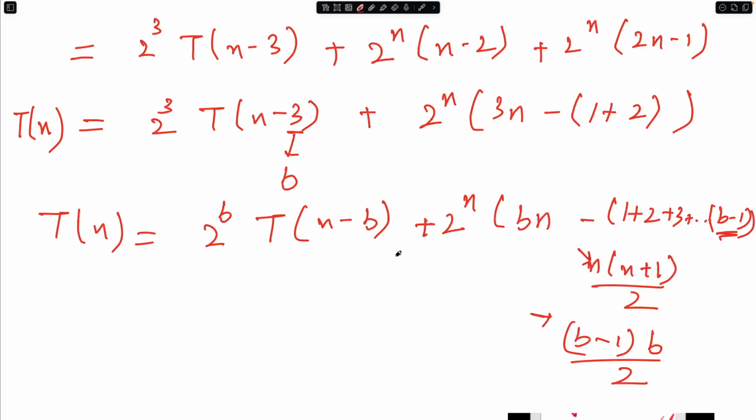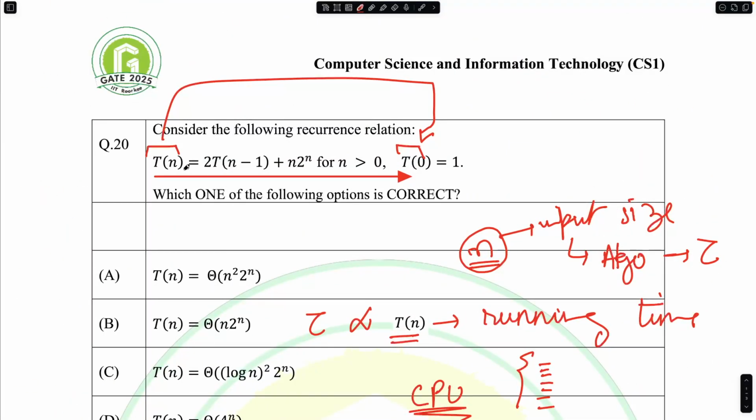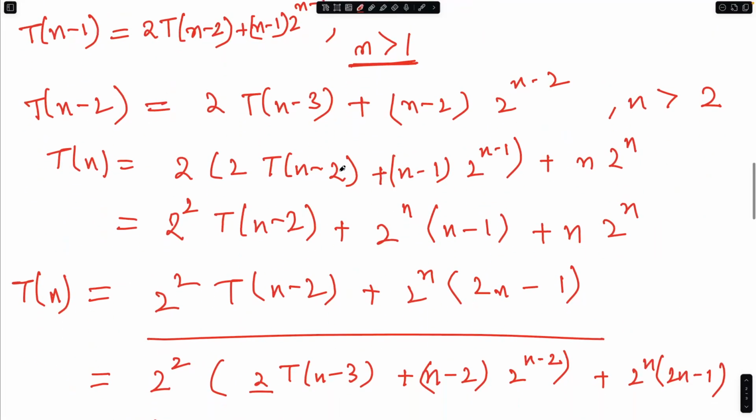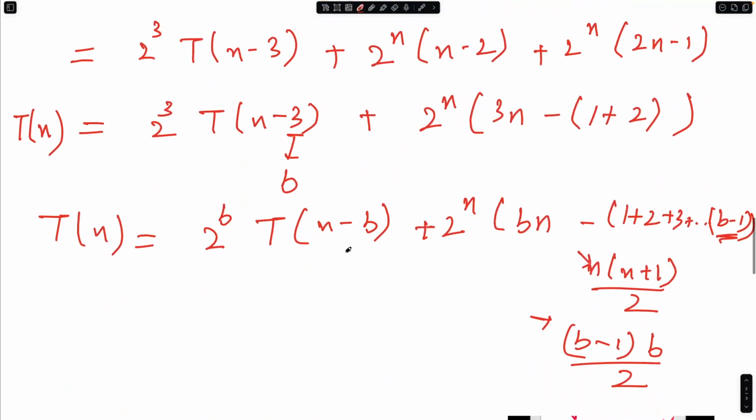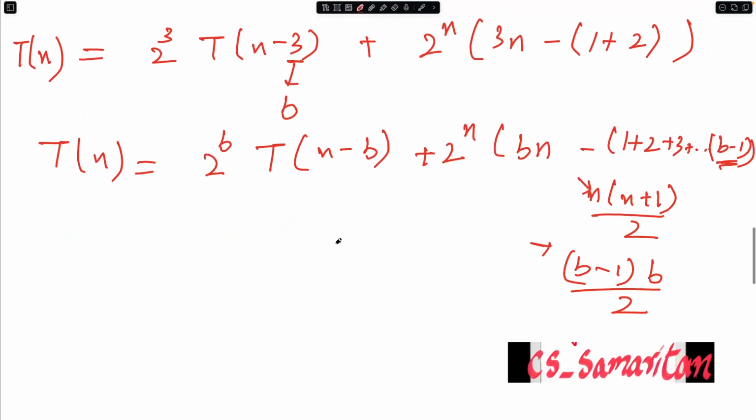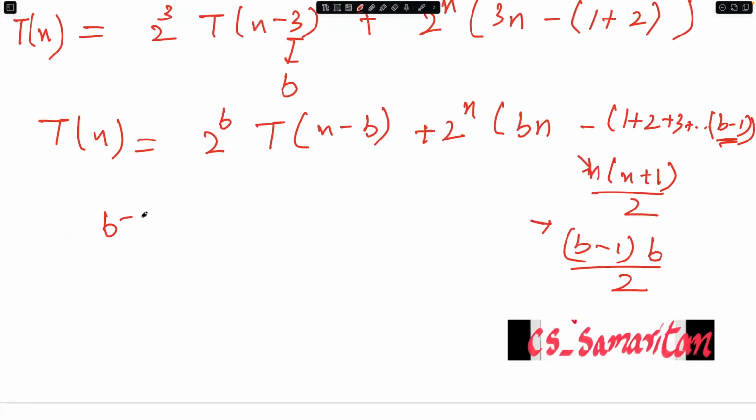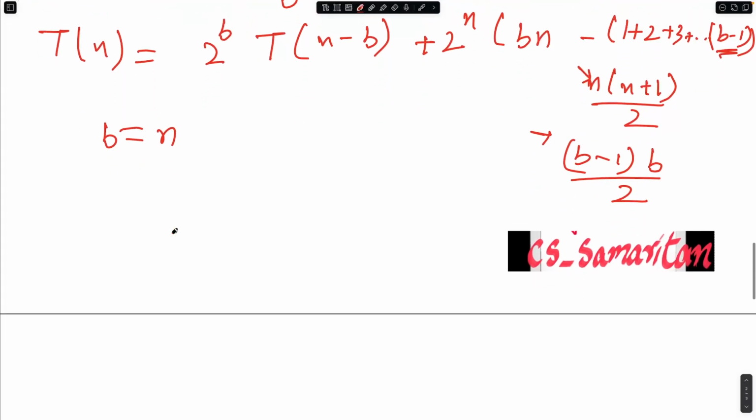Now let me be very clear. At the starting of the question, we came to the understanding that we have to get Tn in terms of T0, because T0 is the only value in the whole of the recursion that we know of, right? So T0 is something that we have to get to. So if I were to take this b and make it equal to n, this n minus n is going to become what? 0, right? So let's take b as n and simplify from there, right?